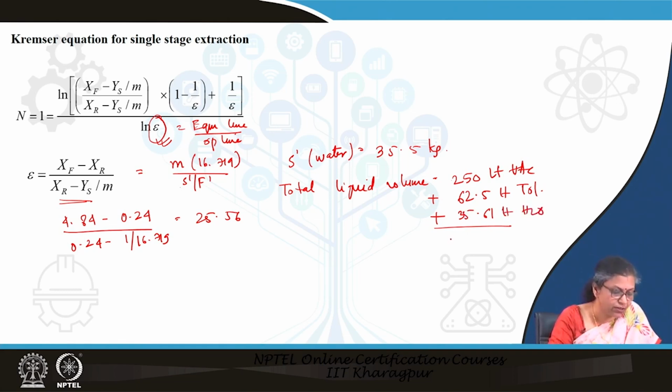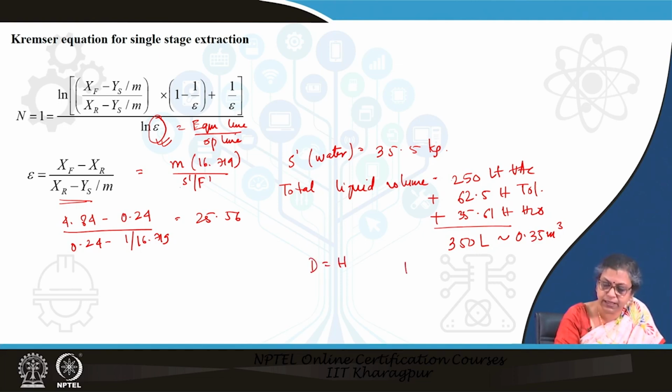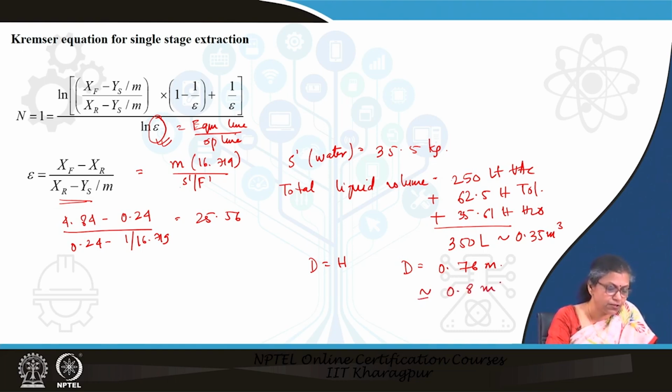So, in total you get around 350 liters as the total liquid volume, which gives you around 3.35 meter cube of vessel volume. It is actually 348.1, I have just rounded it off. Now, from this if you consider D equals H, then you get the diameter as 0.76 meters. Based on the codes, we make it 0.88 meters, or it is equal to 800 millimeters, which also gives you H equals 800 millimeters.